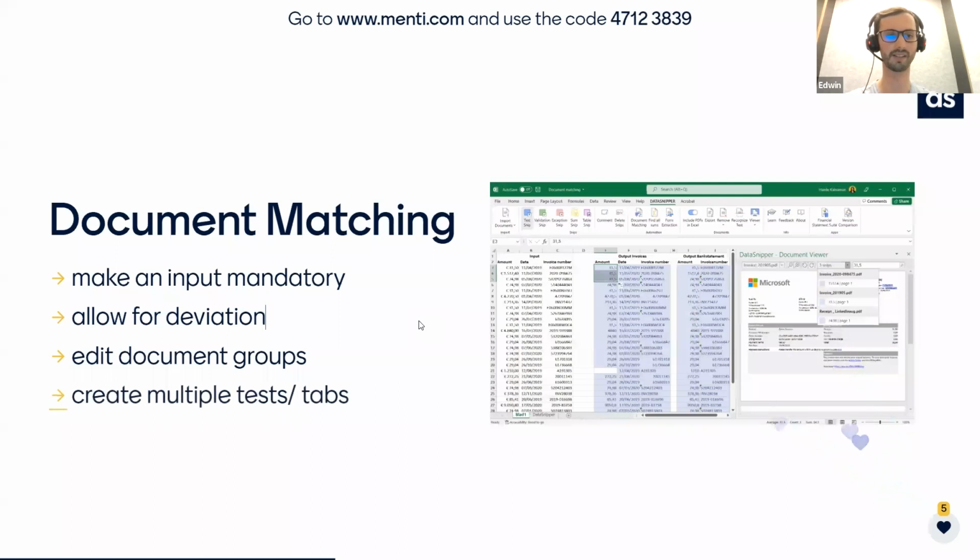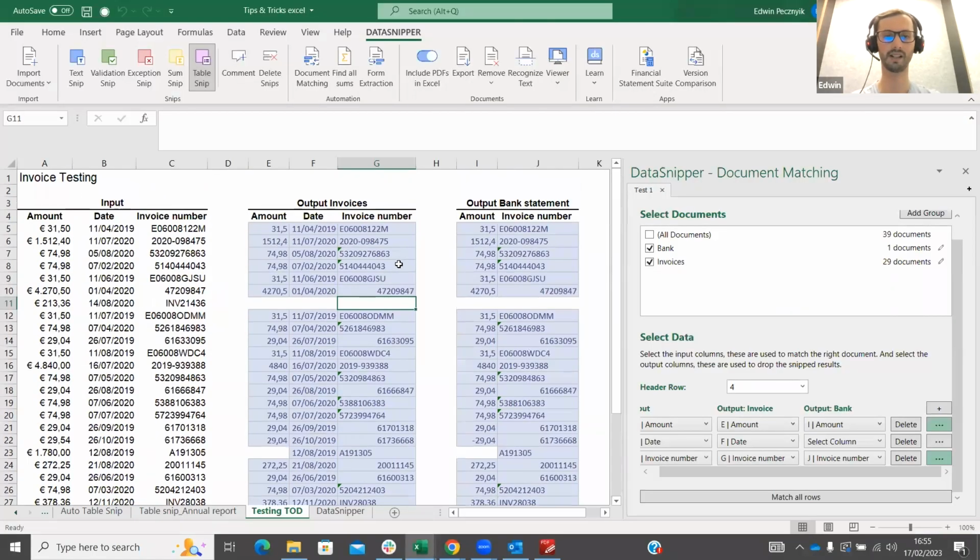Now going back to the presentation, let's see how you can create multiple tests or tabs. So here in the test of details procedure, you can see that we performed a three-way match. So between the invoices and the bank statements and our selection. We did it in one test, but let's assume that you want to separate those two tests.